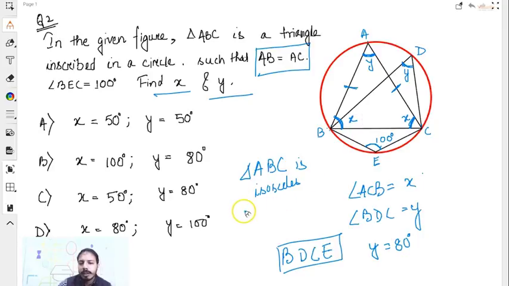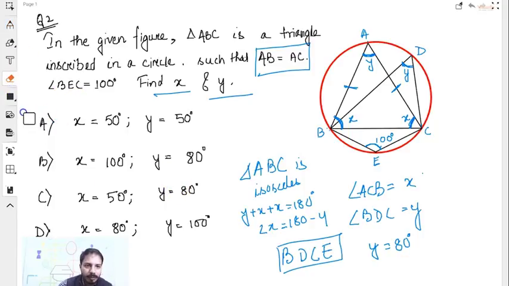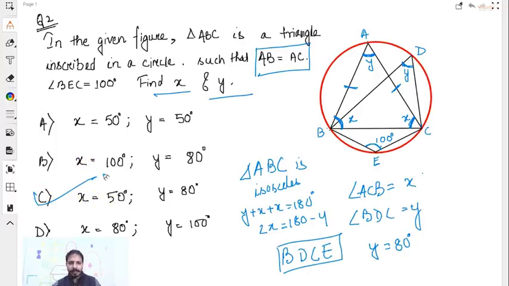So we know that in a triangle, Y plus 2X is equal to 180 degrees. From here 2X is equal to 180 minus Y, and Y is 80. So 2X is equal to 100, so X will be 100 by 2, that is 50. So the answer will be option C: X is 50, Y is 80. This is the right answer. Okay, fine. Let us go to the next question guys.